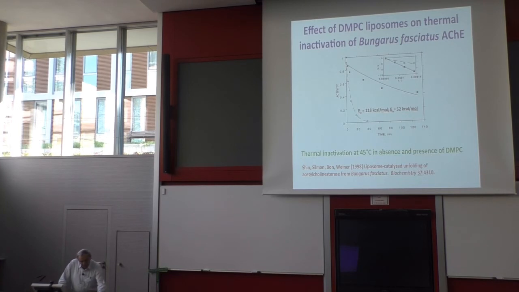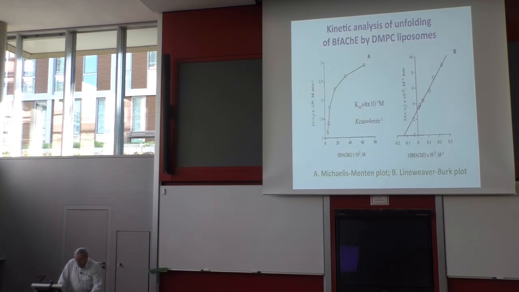And finally, in the last slide, we show that in fact it is a kinetic process. You can describe it just like an enzymatic reaction. The enzyme in this case is a liposome, and you can get a Km and a Kcat. On the left you see what's called a Michaelis-Menten plot, on the right you see the line with a bird plot. So the interaction of the DMPC liposome with the enzyme is actually a situation in which the liposome is the catalyst and the enzyme is being unfolded.